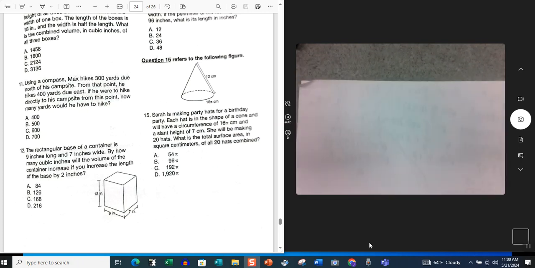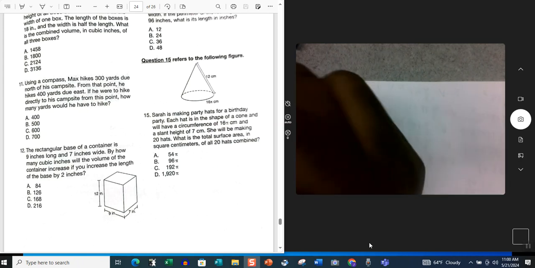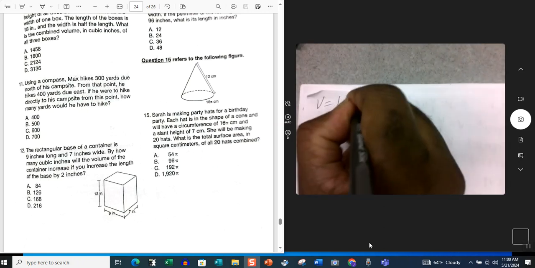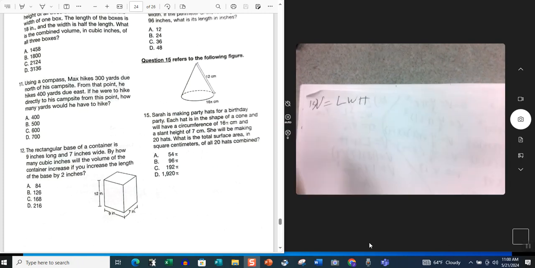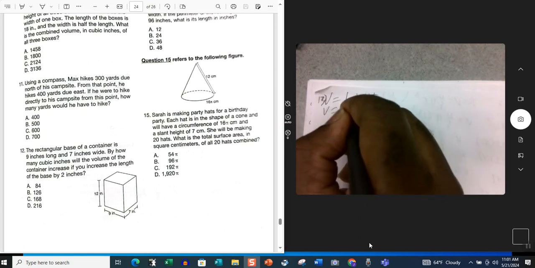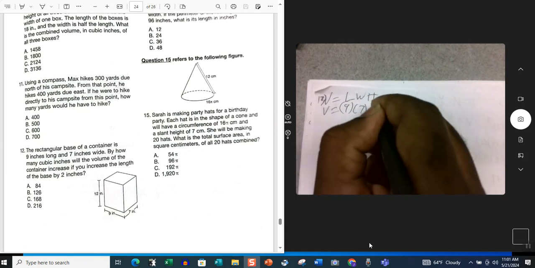So looking here at problem number 12. It says the rectangular base of a container is 9 inches long and 7 inches wide. By how many cubic inches will the volume of the container increase if you increase the length of the base by 2 inches? Okay, so first of all, we need to do the volume of the regular figure here, length times width times height, the original figure. So this is problem number 12. So we have the volume is equal to the length is 9, the width is 7, and the height is 12.